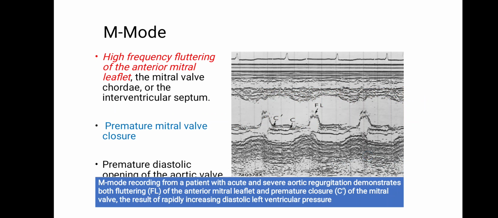M-mode shows high frequency fluttering of the anterior mitral valve leaflet, the mitral valve chordae or the interventricular septum, premature mitral valve closure, and premature diastolic opening of the aortic valve. The M-mode recording of a patient with acute and severe aortic regurgitation demonstrates both fluttering of the anterior mitral leaflet and premature closure of the mitral valve. The premature closure is the result of the rapidly increasing diastolic LV pressure.